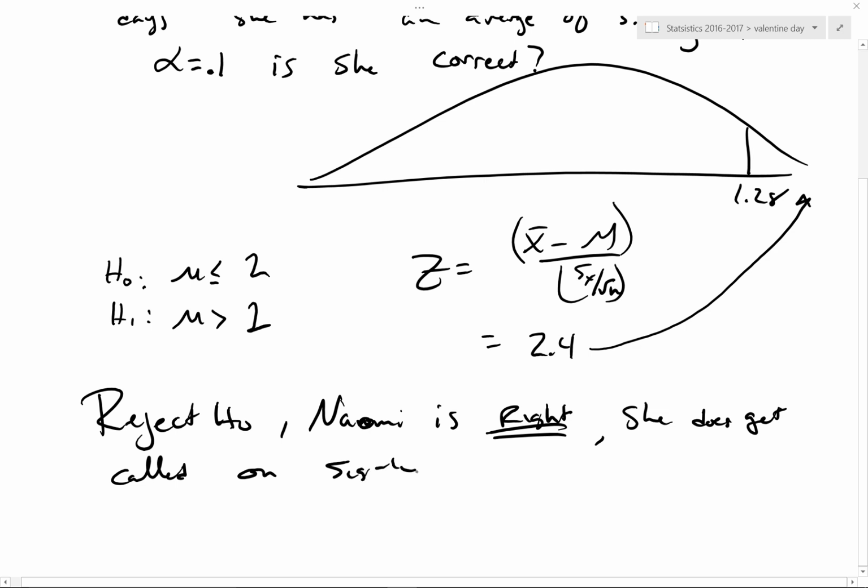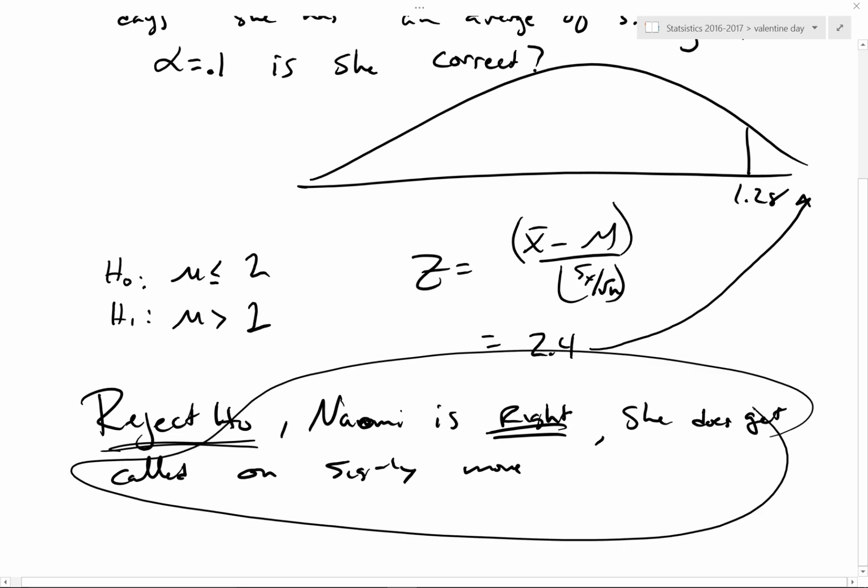Naomi gets called on significantly more often. Now, Mr. Groom, I didn't quite write it like that. I wrote H naught, reject H naught, and then I said something like, Naomi's right. Is that okay? Well, yeah, I guess. There's lots of ways to phrase it. I'm looking for something that addresses what the question asked about.